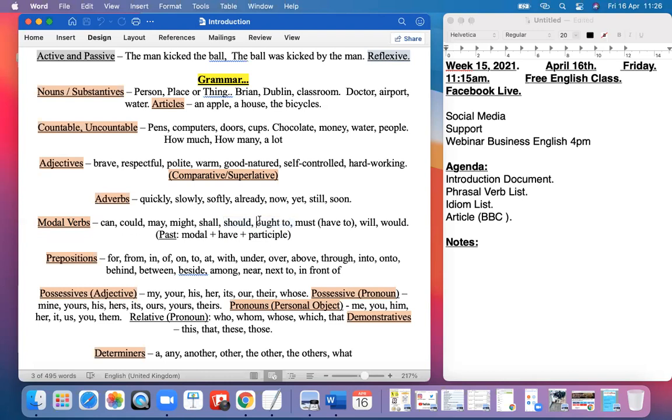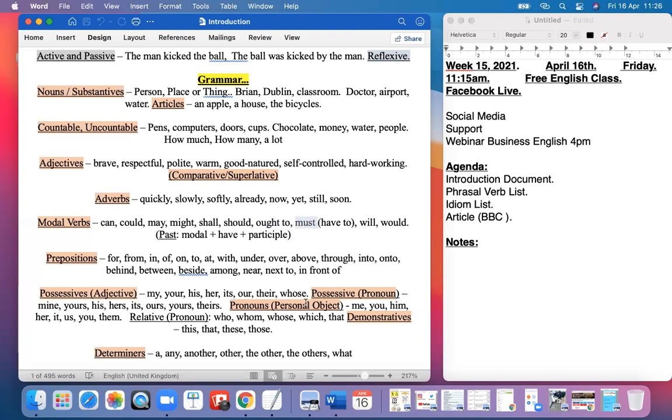Ought to is a bit more formal, a bit more advanced, and the pronunciation is important because the G is silent, but it has the same significance. We ought to contact your friend. We ought to watch the movie. So it's a recommendation and advice.